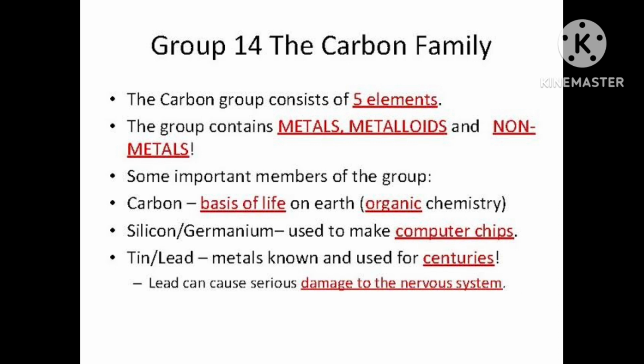Carbon, silicon and germanium are not affected by water. This is also an important question. Carbon, silicon, germanium are not affected by water. These questions are fit for medical and engineering. Now come to tin.